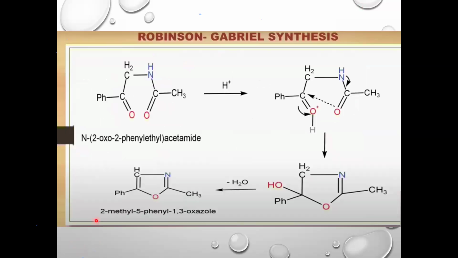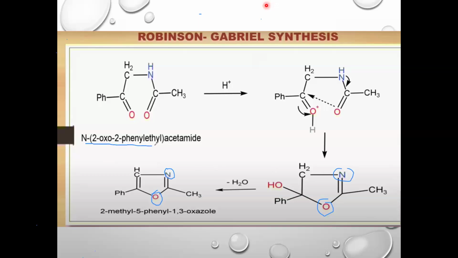Now, the last naming reaction, and then we'll start with the tablet chapter. That is the synthesis for the oxazole. And for the oxazole, Robinson-Gabriel synthesis is used. So, in the case of oxazole, there is nitrogen at the third position and oxygen at the first position, and it is a five-membered ring, right? So, what happens in oxazole synthesis?